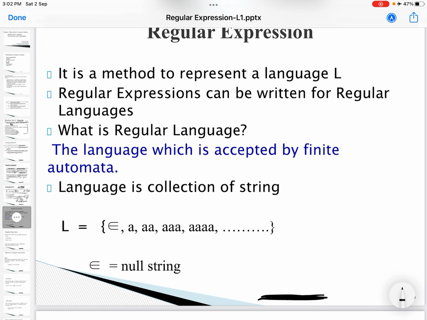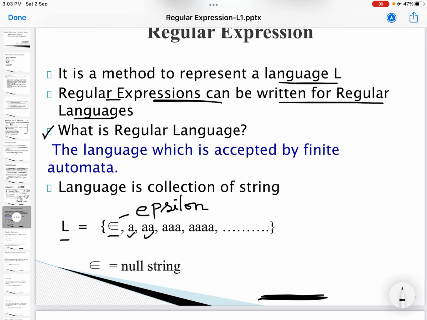Regular expressions are a method to represent a language L. Regular expressions can be written for regular languages. So what is a regular language? The language which is accepted by a finite automaton. A language is a collection of strings. What is epsilon? Epsilon is nothing but a null string which has no letters, no alphabets or no characters. We say that it is a null string, an epsilon string.